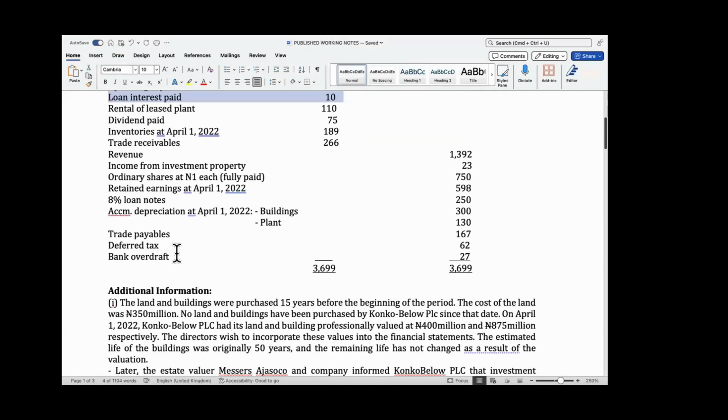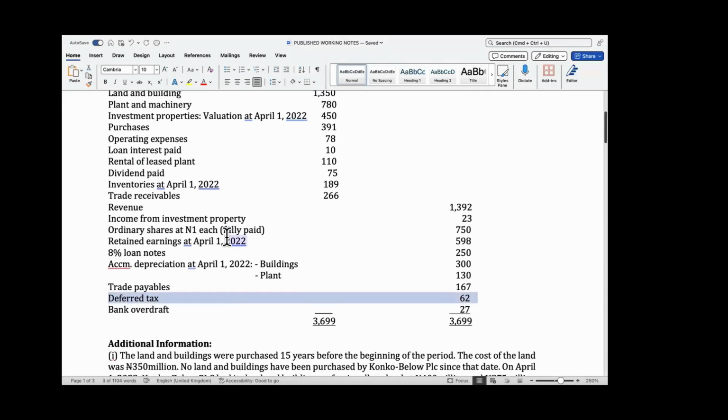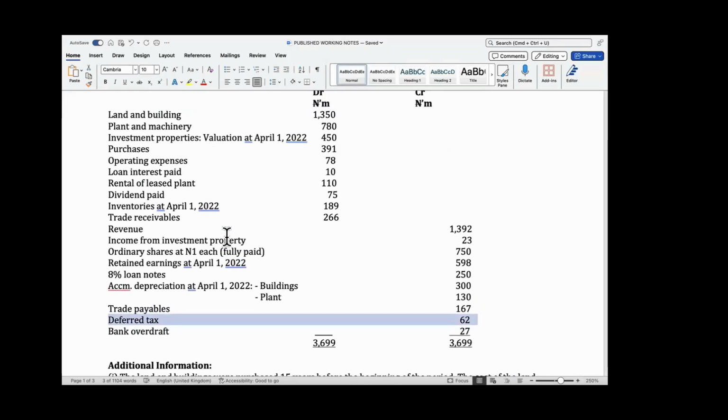Another one I look at is this deferred tax. It's also a technical area in the sense that when you find deferred tax on the credit, it means that's the opening deferred tax liability. If it's on the debits, it's an opening deferred tax asset. I've never seen a question where they give you a deferred tax asset, but that doesn't mean they can't ask, but you mostly find deferred tax liability.